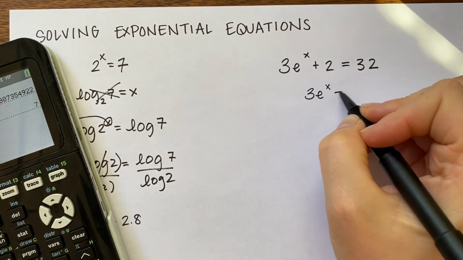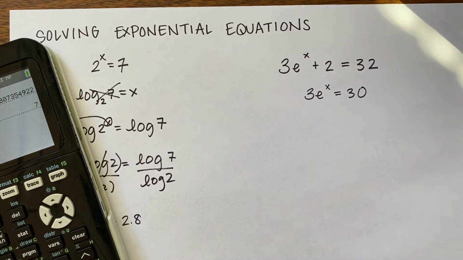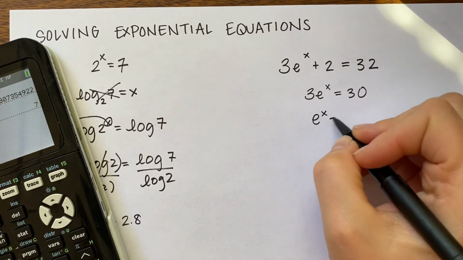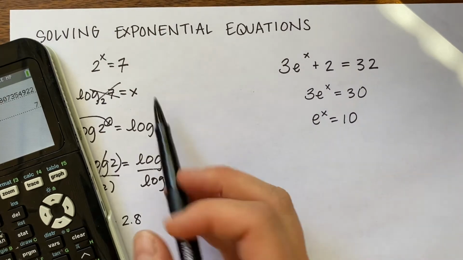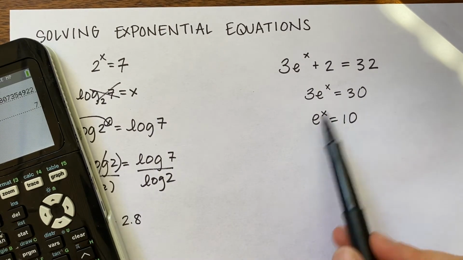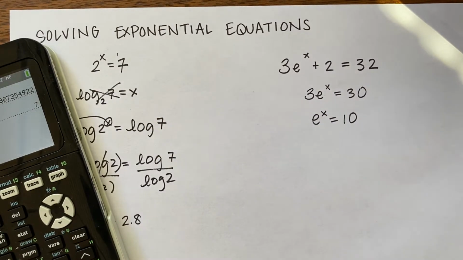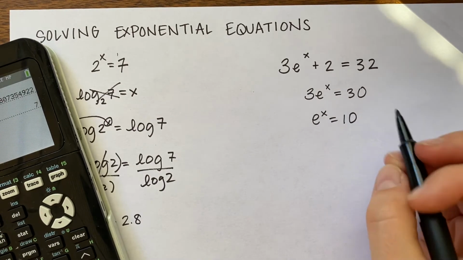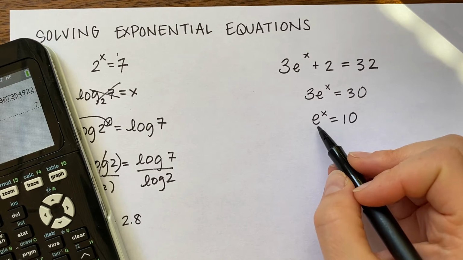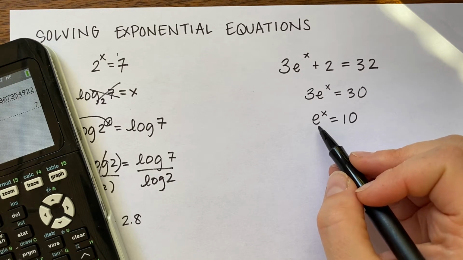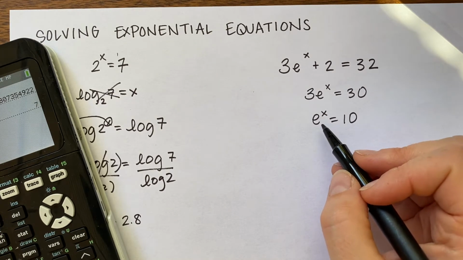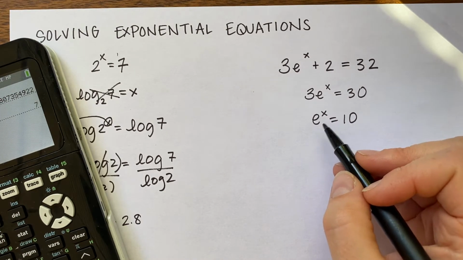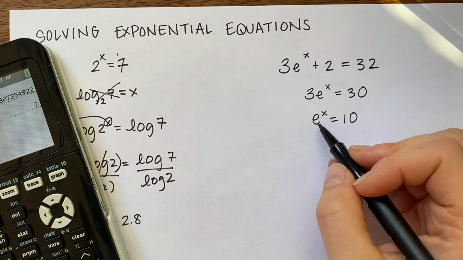3 times e to the x equals 30. I'm going to divide both sides by 3. e to the x equals 10. Now I have got this nice, simple thing. And now I'm going to log both sides, but I'm not going to use just any log. Notice that e, the base of our exponent, is a number, 2.781828459045.